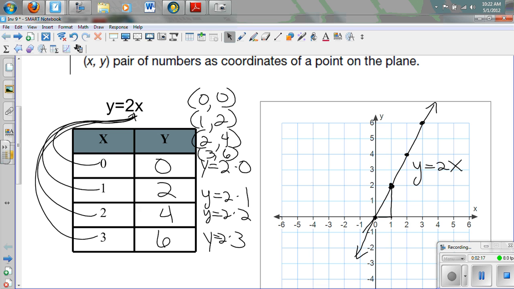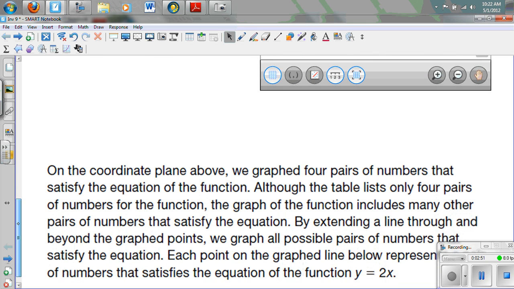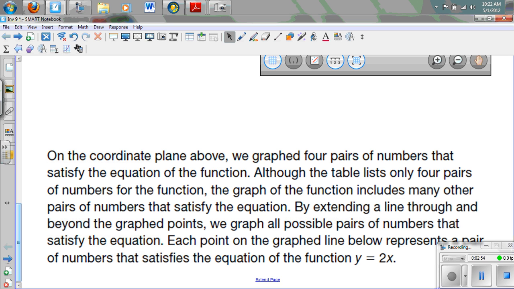A couple things you need to notice. It's going over 1 and up 2 between each one of these points. From here to here, it's going up 2, going over 1, every time. So it's going over 1 and up 2 every time, and that's this number right here. Really, this is 2 over 1. Now, what we're going to do is look at the graphs of these equations.